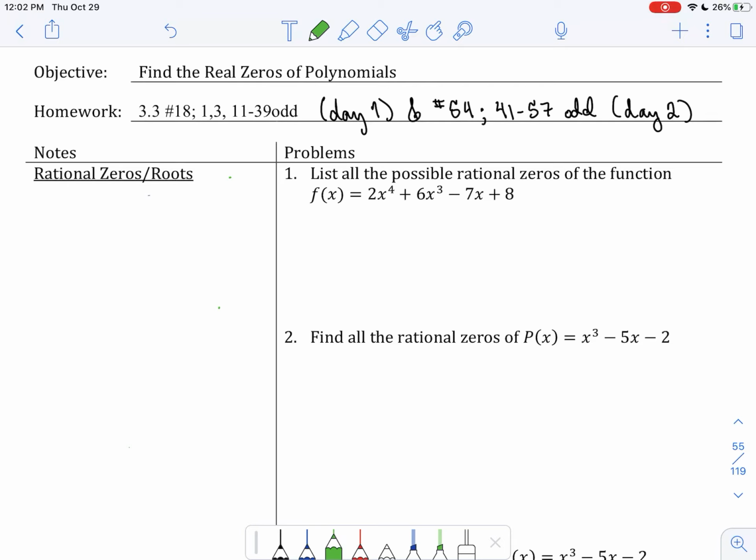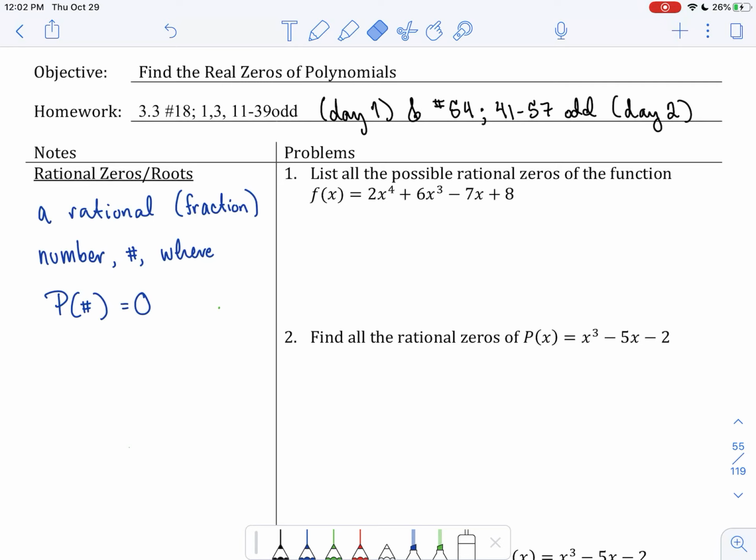Now we're going to talk about, first thing is we want to talk about rational zeros. What does that mean? A rational number is one that can be written as a fraction, and a root or a zero means it's wherever that polynomial is equal to 0. So it's a number I can plug into the function that equals 0. If we're given a polynomial, the question is, what can I plug in for x that's going to make this whole thing equal 0?